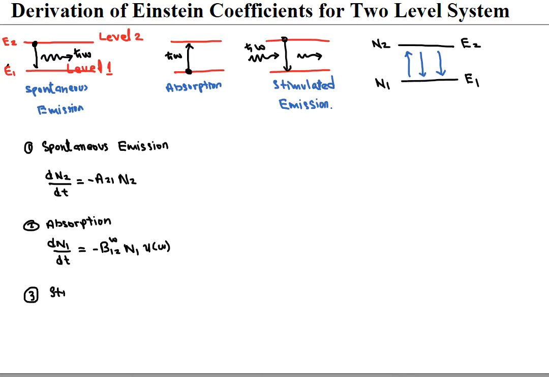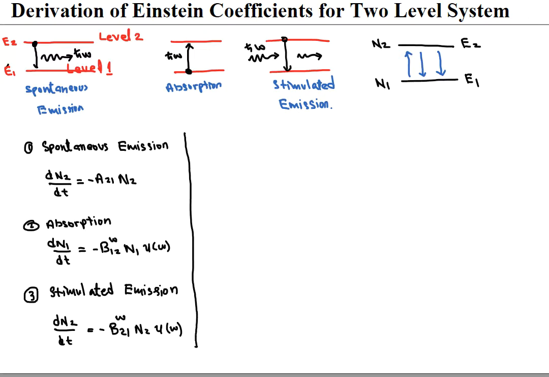Similarly, we can write equation for our third process, that is the stimulated emission. For this process atom goes from N2 to N1, so that's why we have the rate of changing the number of atoms in the N2, and it will be equal to minus B21 N2, and here we have again the total spectral energy density available. So we have these three equations corresponding to our three phenomena happening in the two-level system.